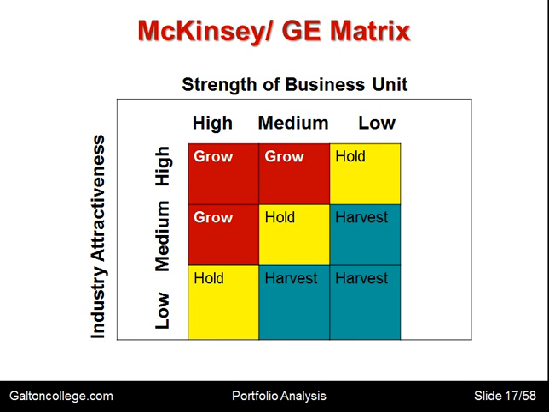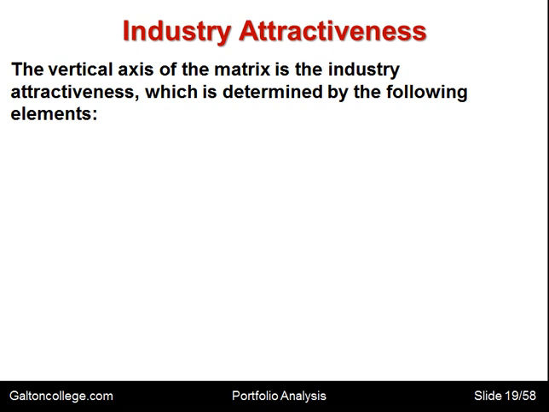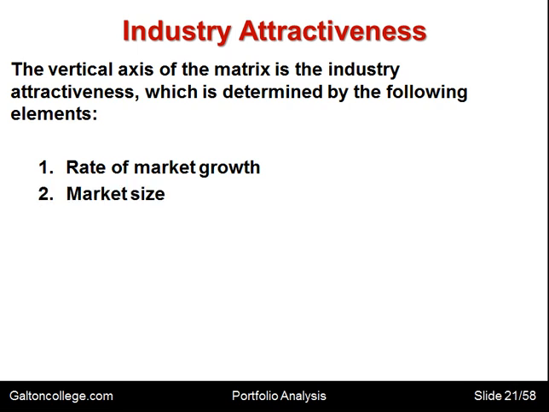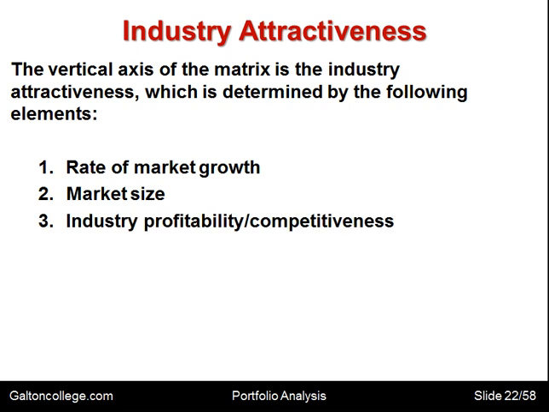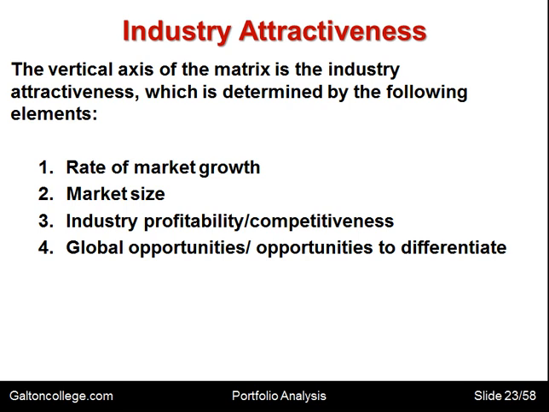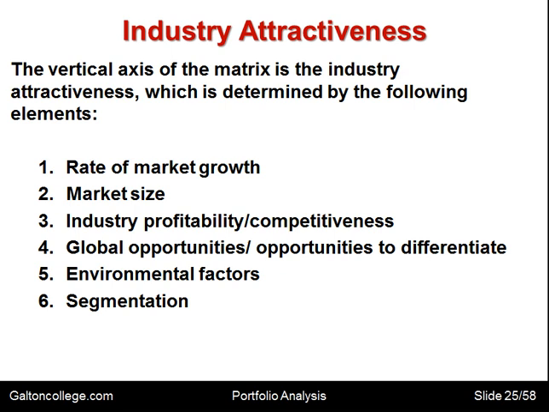Now let's talk about the industry attractiveness. Well, the vertical axis on the matrix is the industry attractiveness, which is determined by the following elements: the rate of growth, the market size, industry profitability and competitiveness, global opportunities and opportunities to differentiate, environmental factors, segmentation, distribution structure. Now let's go across these very quickly.